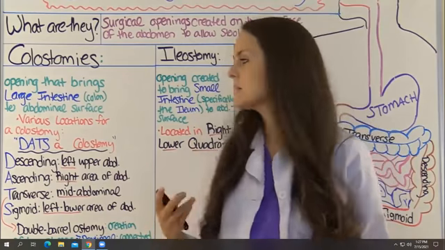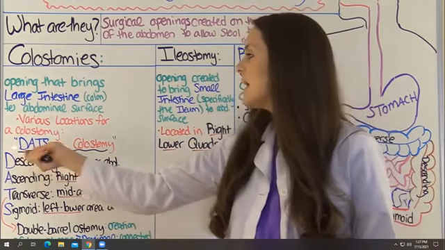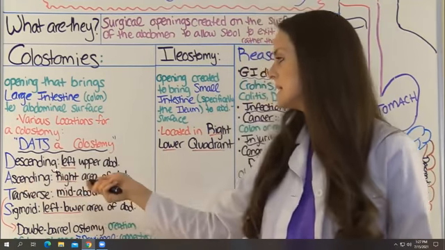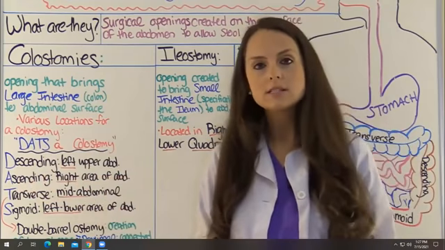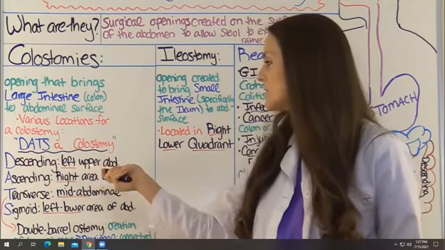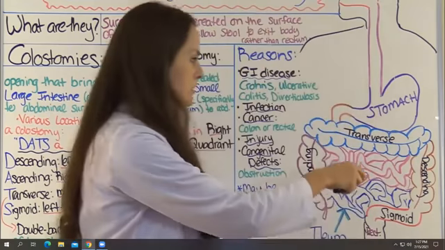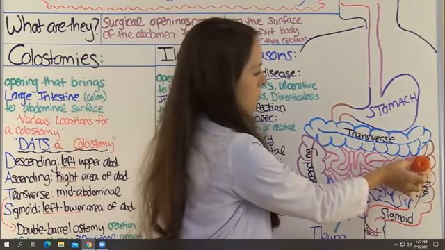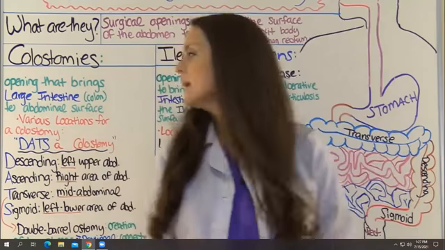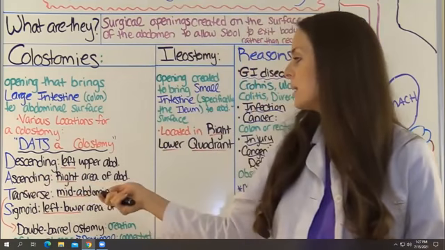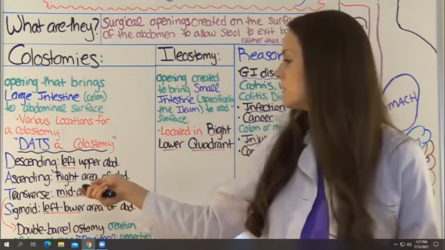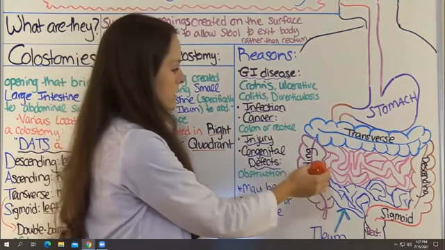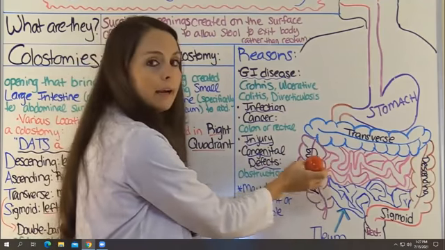Okay, to help you remember the different types, remember this mnemonic. That's a colostomy. D is for descending. So when you have a descending colostomy, it will be located in the left upper abdomen. So we have our descending colon, and you could expect one about right here. Then we have our ascending, and you could expect an ascending colostomy to be on the right area of the abdomen. So over here on the right side where the ascending colon is, you would expect one about right here.